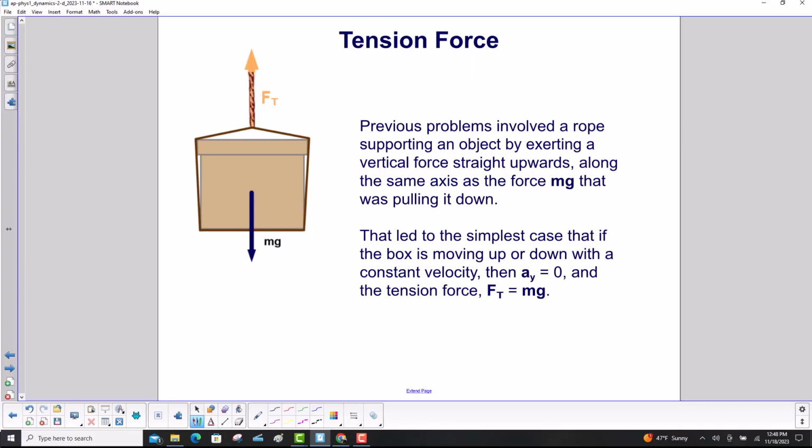Previous problems involved a rope supporting an object by exerting a vertical force straight upwards along the same axis as the force mg that was pulling it down. That led to the simplest case, that if the box is moving up or down with a constant velocity, then a sub y is 0 and the tension force, F sub t, is equal to mg.